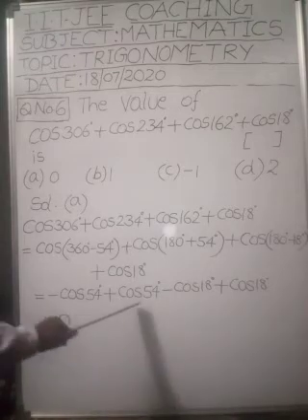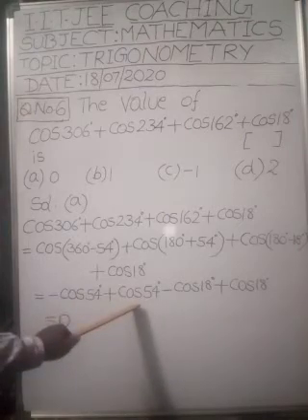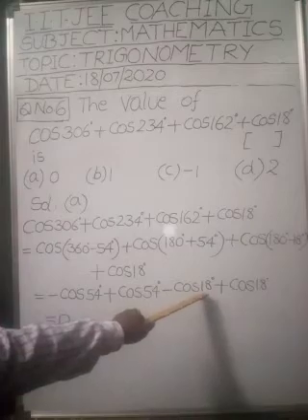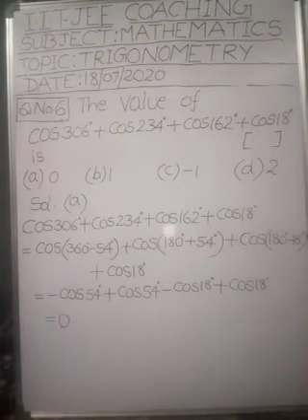Now by simplifying these four terms, minus cos 54 degrees plus cos 54 degrees gets cancelled. Similarly here, minus cos 18 degrees plus cos 18 degrees gets cancelled. Then finally we get 0. Understood, my dear children? Right.